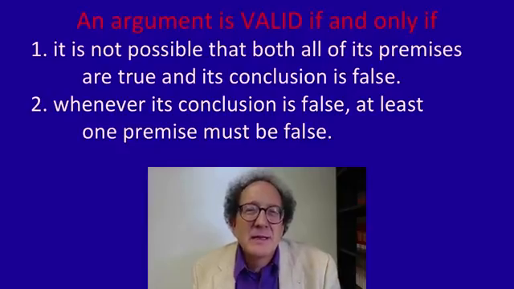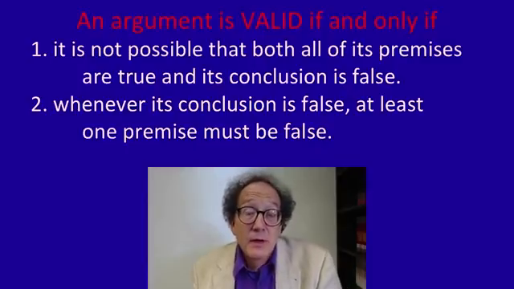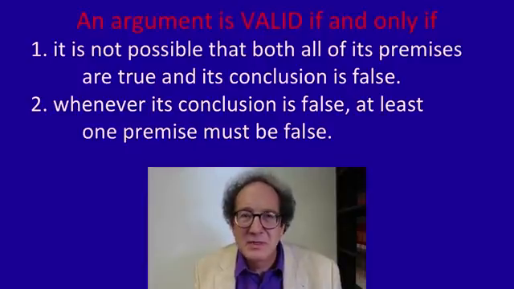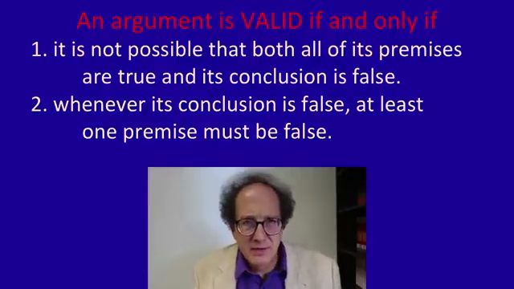Now, some people like to think of it in the reverse direction. They say, let's imagine that the conclusion's false, and then it has to be the case that at least one of the premises is false, if the argument's valid. Then you can define validity as it's necessarily the case that if the conclusion is false, one of the premises is false. Or in every possible situation, if the conclusion's false, one of the premises is false.